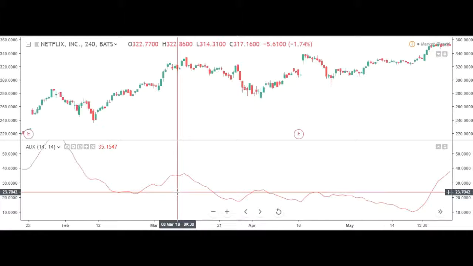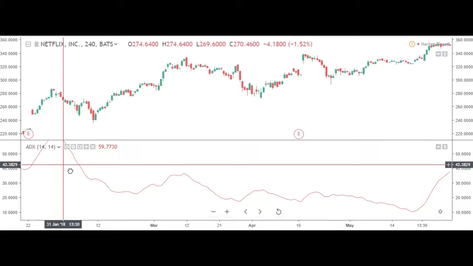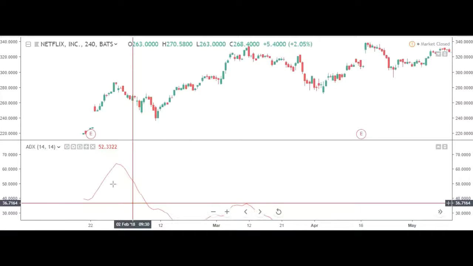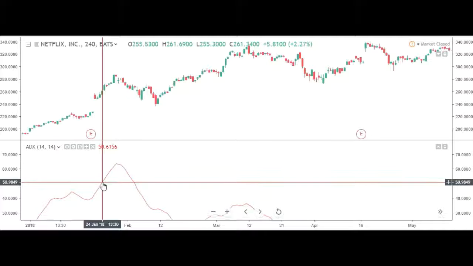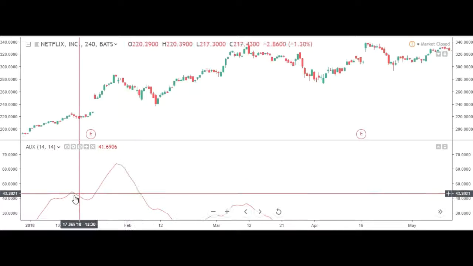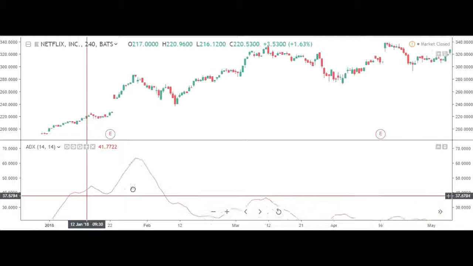personally, I really don't think this indicator is all that great. I feel like you could do better with a lot of other indicators like stochastic and RSI and many other indicators that are better at measuring what's going on.